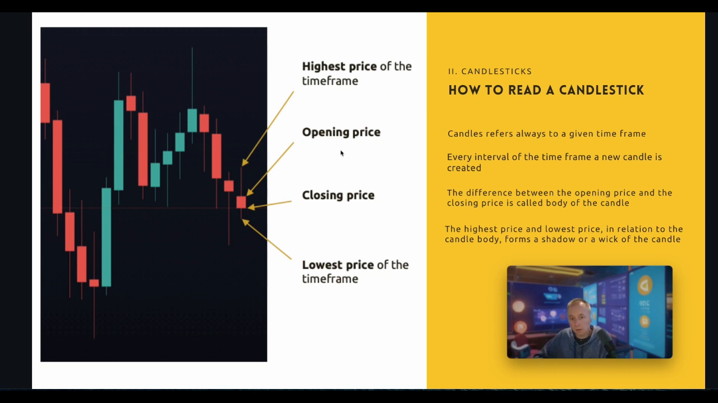So we talked about the different types of candlesticks. Let's talk about how to read a candlestick. Candles refer always to a given time frame. We talked about that briefly earlier, but each one of these candles is going to represent a period in that time frame. So once again, if this was a 5-minute, that would be referred to as a low time frame.